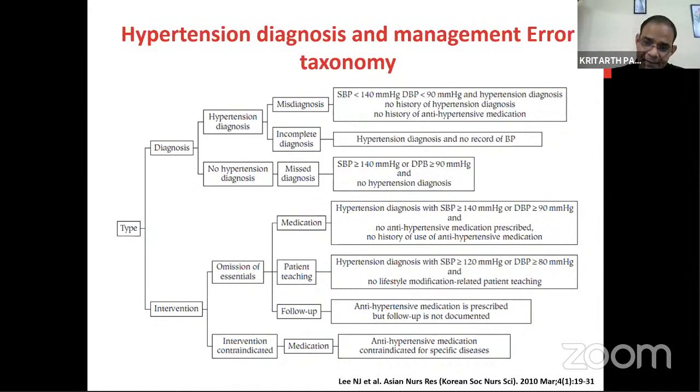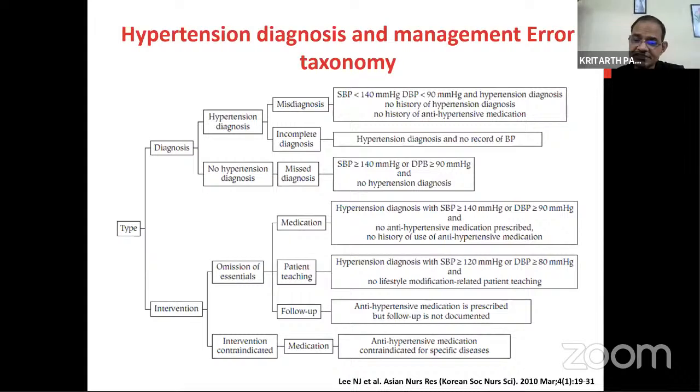Another patient teaching issue: hypertension diagnosed with systolic blood pressure more than 120 mmHg and diastolic blood pressure 80 mmHg, and no lifestyle modification was prescribed. If the patient is in pre-hypertension, lifestyle modification should be started, and the patient should be taught about regular checkups, blood pressure and drugs.